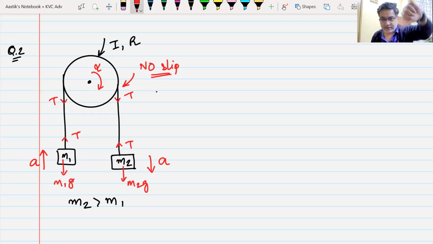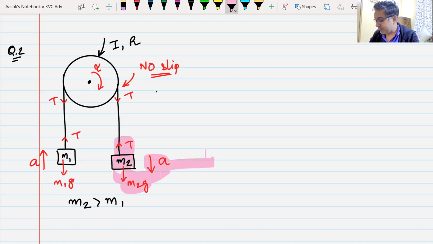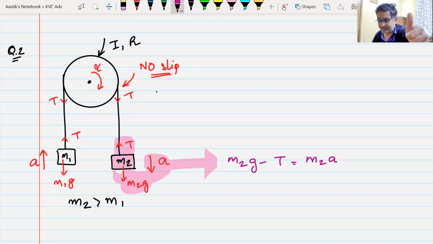You got this free body diagram? Well done, my dear friends. Then I can make the equation of this pink block. What is the equation of this pink thing? You can't speak, so I will speak on your behalf. I can see M2G minus T is equal to M2A. Yes or no? Everyone got this? Well done.